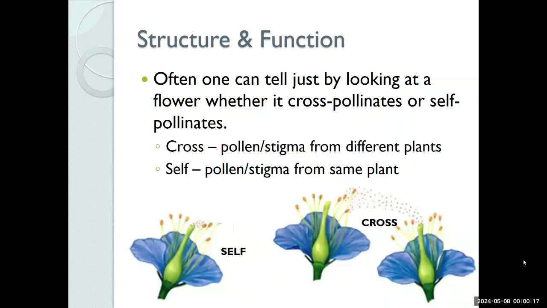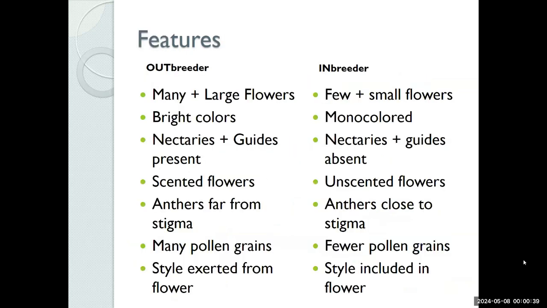Pollination is the process of moving pollen from the stamen to the carpel. And often one can tell just by looking at the flower whether it is a cross-pollinator involving 2 different plants or a self-pollinator involving the same plant. There are some physical differences because form dictates function.